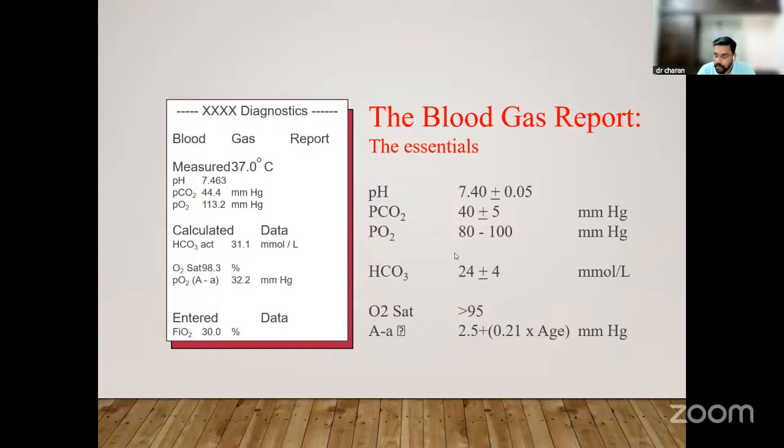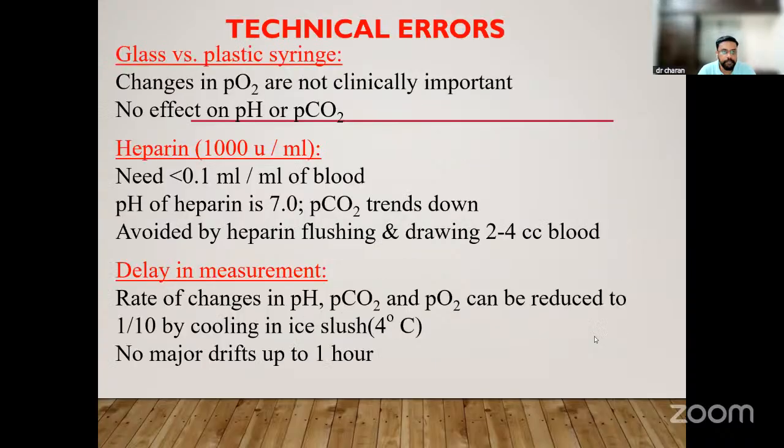Bicarbonate has to be around 24 plus or minus 4. From 20 to 28 is normal. Less than 20 is acidosis. More than 28 is alkalosis. Saturation, we expect it to be more than 95 to be good. AA gradient, again, the normal value is based on the age, and we can calculate it with a formula. It is around 5 to 10.